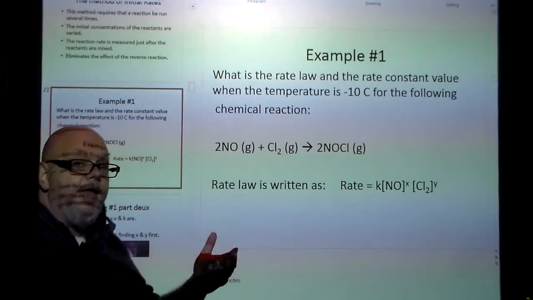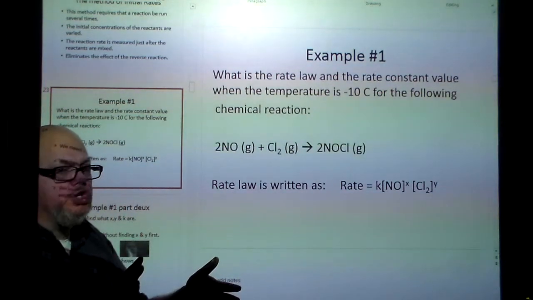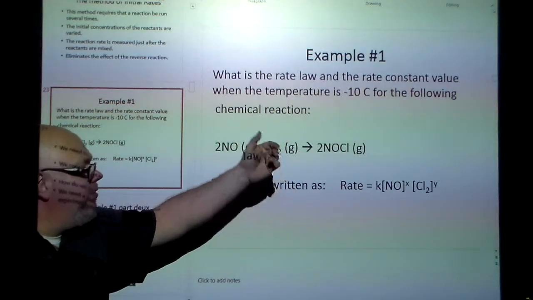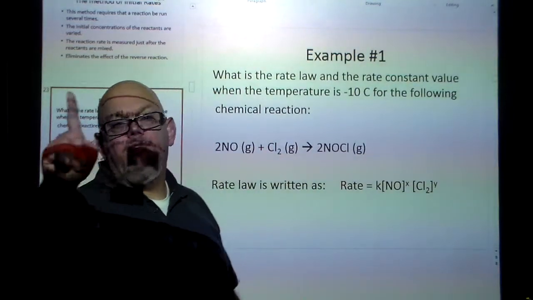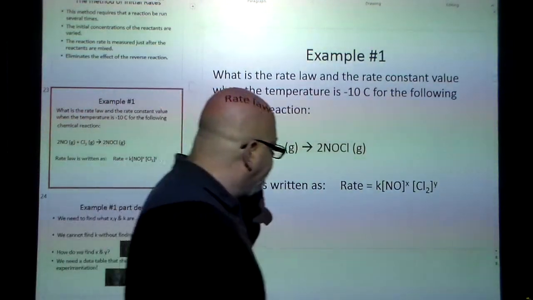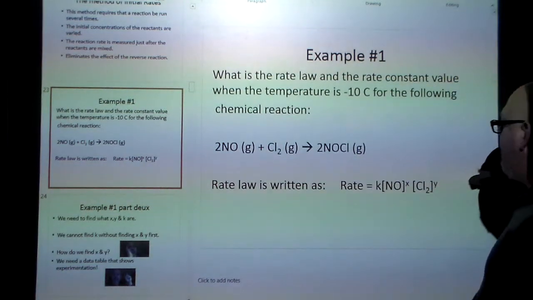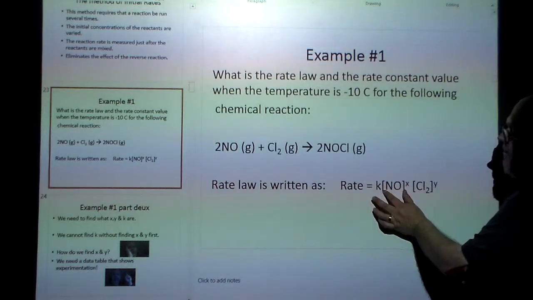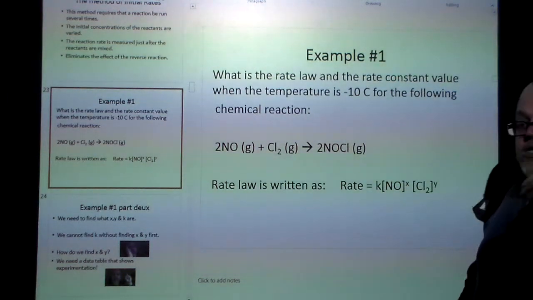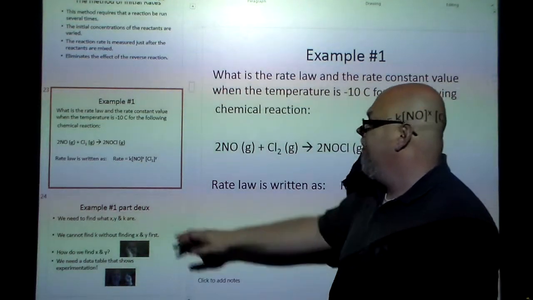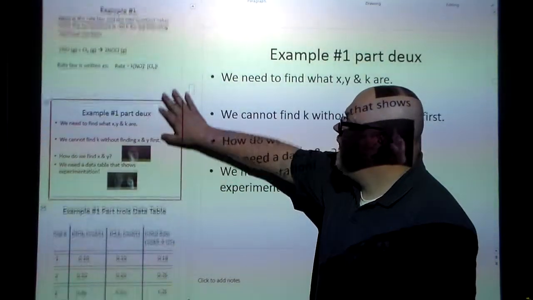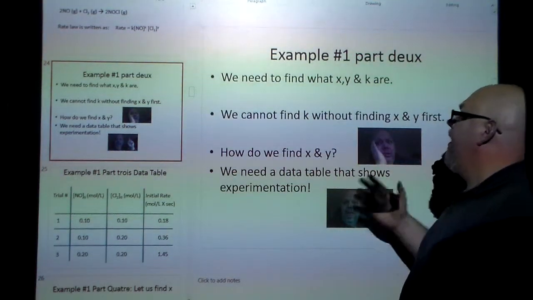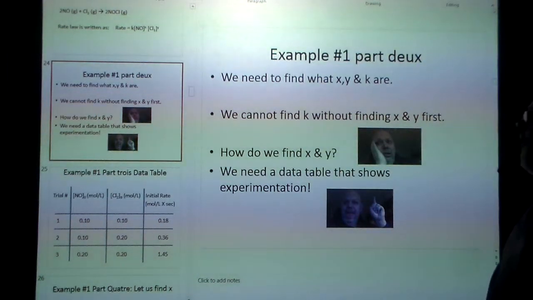So if we had a decomposition reaction, instead of dealing with two brackets like we have here, you would only deal with one. So there's our rate, and it's going to be [NO]^x times [Cl2]^y. Remember, the brackets refer to the concentration, specifically molar concentration. So we need to find what x, y, and K are. That's what we mean by determining the rate law. We can't find K without finding x and y first.